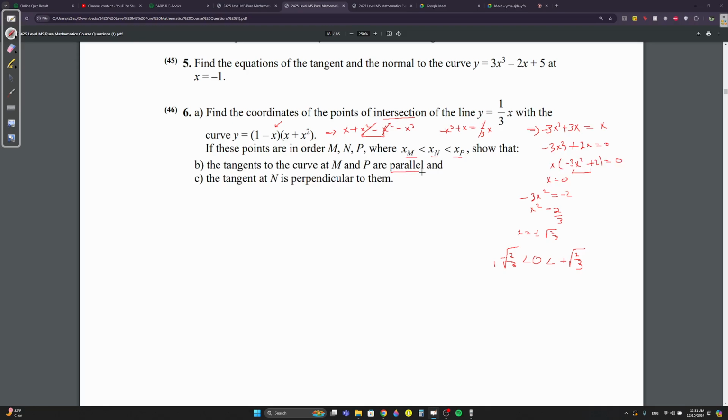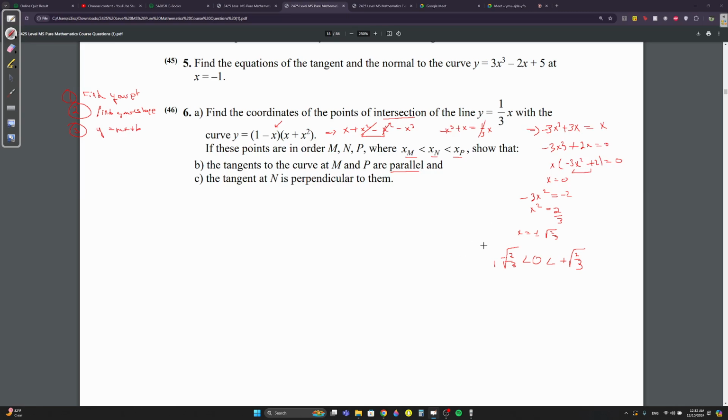Show that the tangents are parallel. So to find the tangents, you need to go through the steps as in a long question. First, find your point. Second, find your slope. The last one is y equals mx plus b. Okay, we can finish this fast.